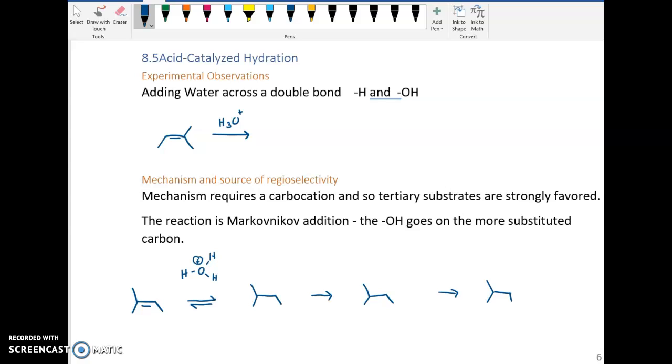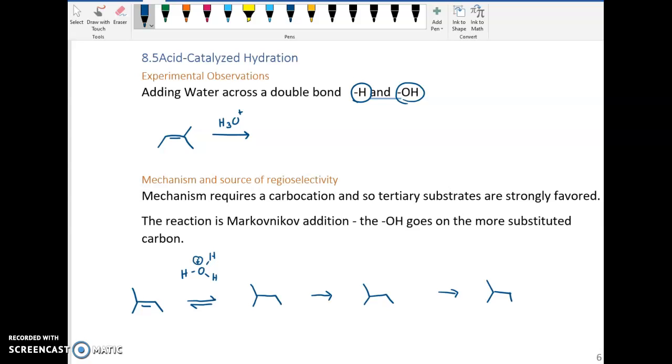So this is acid catalyzed hydration. We're going to add a proton to one carbon, and we're going to add a hydroxy to the other carbon. We have to figure out where the hydroxy is going to go and where the hydrogen is going to go. So this is going to be our Markovnikov's addition.